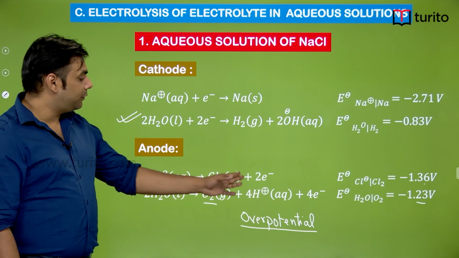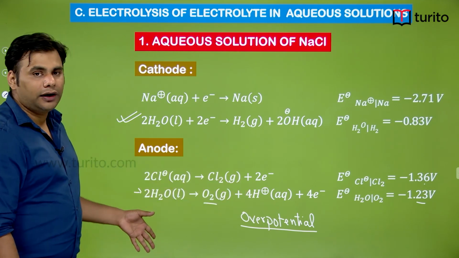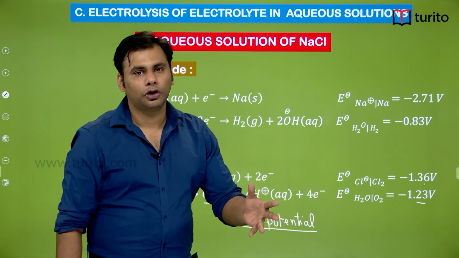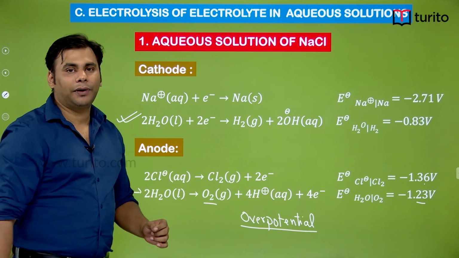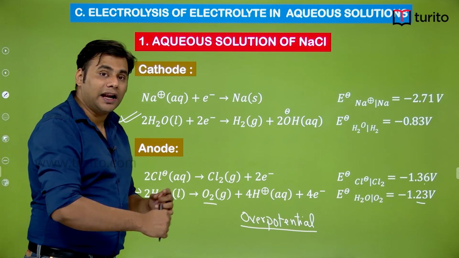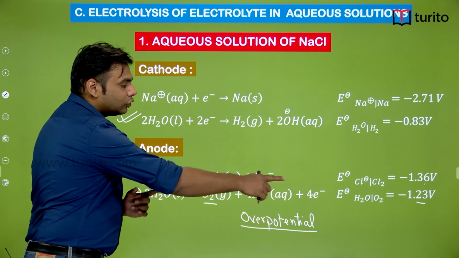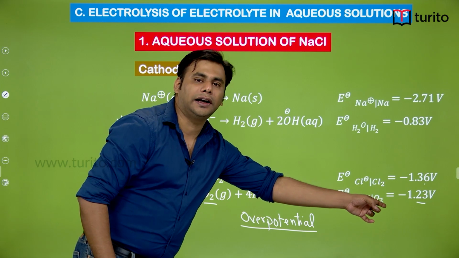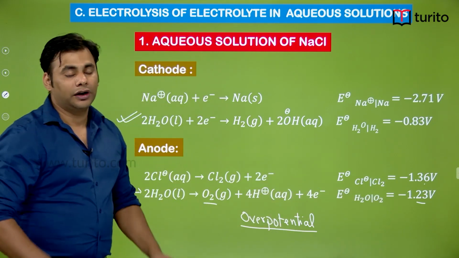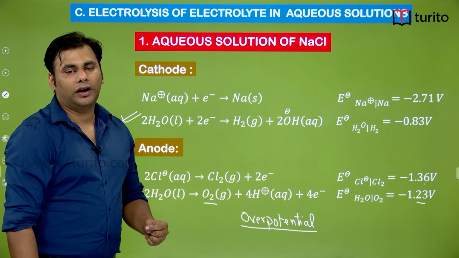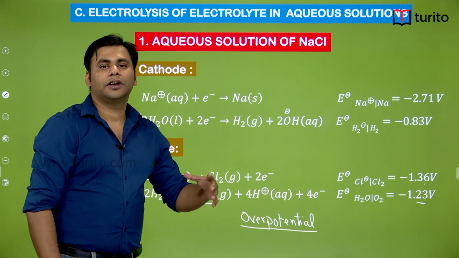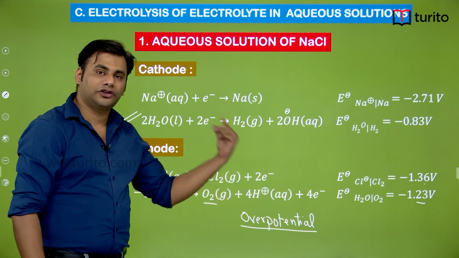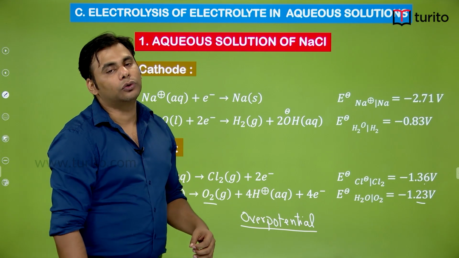Now the formation of O2 from water is kinetically slow. The reaction is not fast, it is slow. So to make this reaction happen, we need to apply additional or extra voltage so that O2 gets evolved. O2 does not get evolved at minus 1.23 volt. We have to increase the voltage so that O2 evolution takes place. That additional potential required for O2 to discharge from water is known as overpotential.